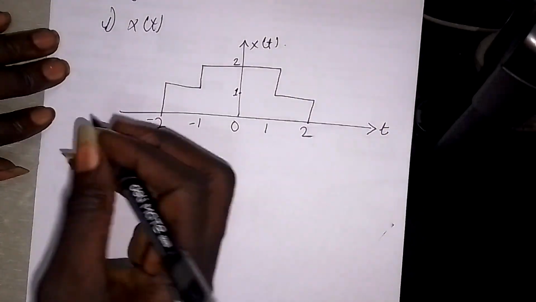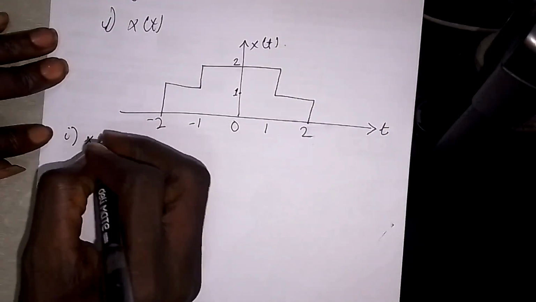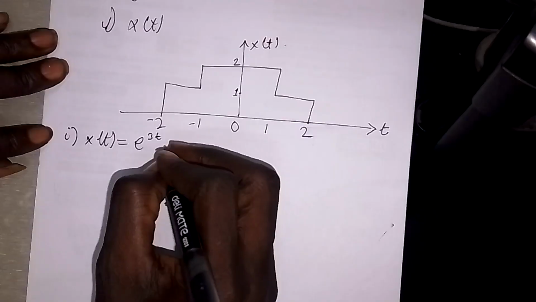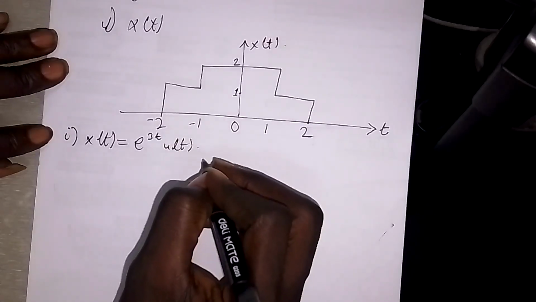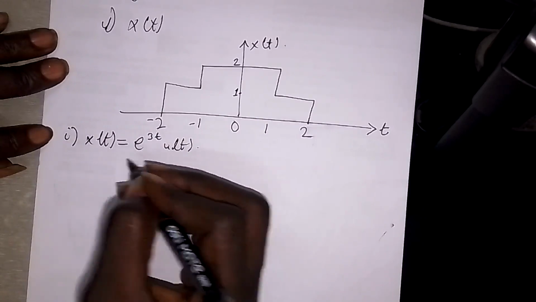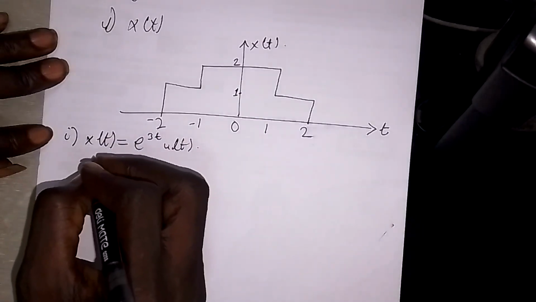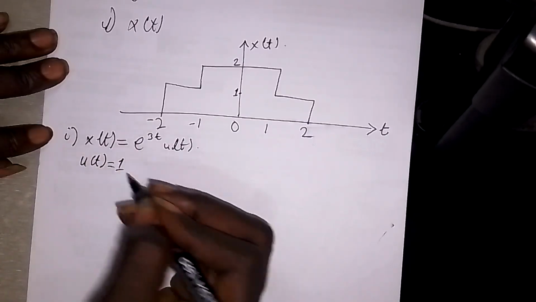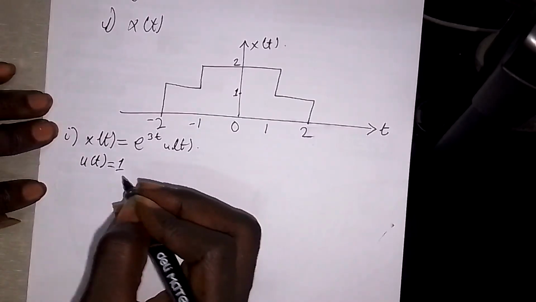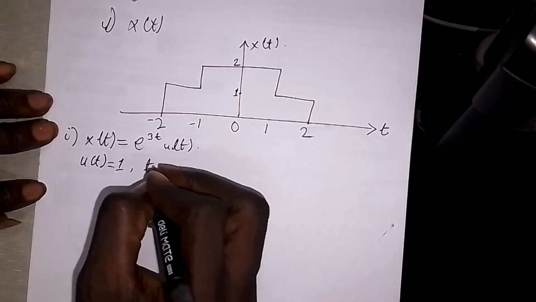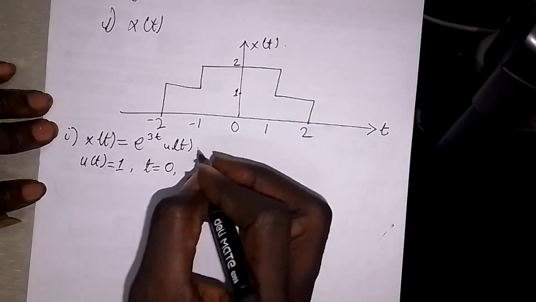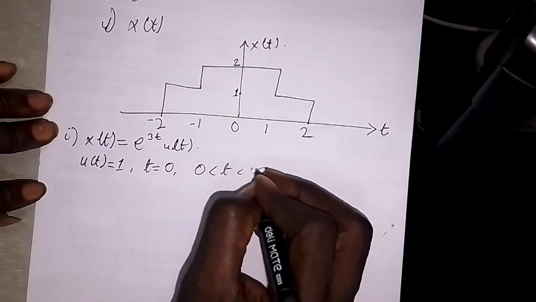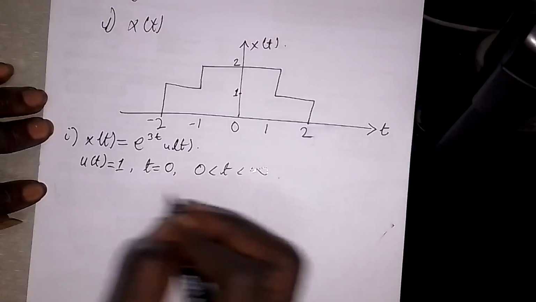In I, we have x of t equals e^(3t) u(t). In this expression, u(t) is a unit step signal, which has a magnitude of 1. What it also means is that t is greater than or equal to 0. That means our signal starts from 0 and goes toward infinity. So this is the meaning of this particular expression.